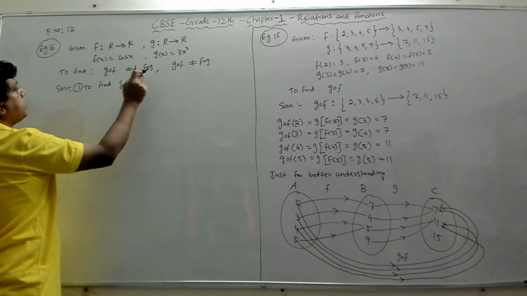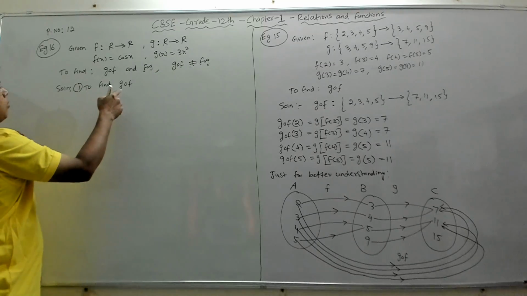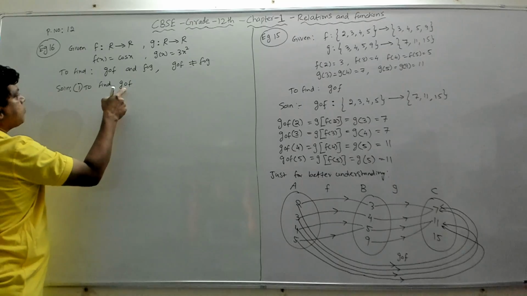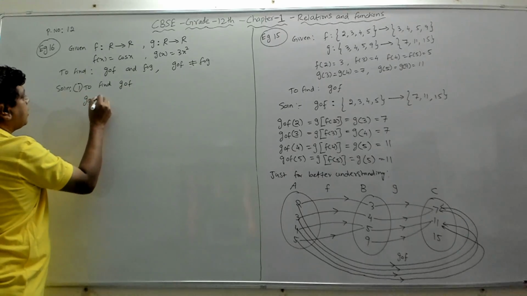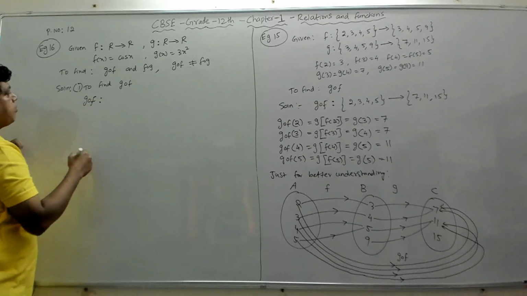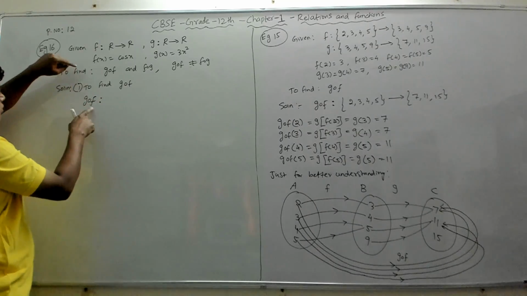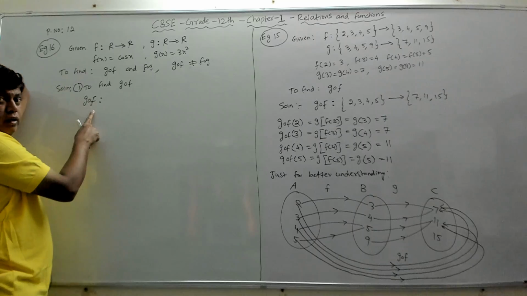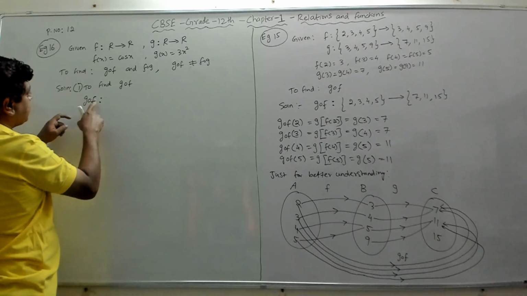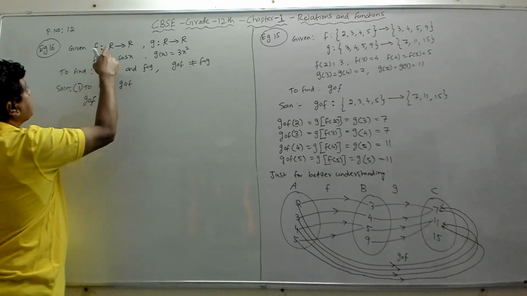Now we have to find f of g and g of f. Now, what is g of f? To define this function g of f, we should first define which set to which set it is from. Again I told you, g of f function will be starting from the domain of f. The domain of this function will be domain of f. What is domain of f? This is domain, this is codomain.